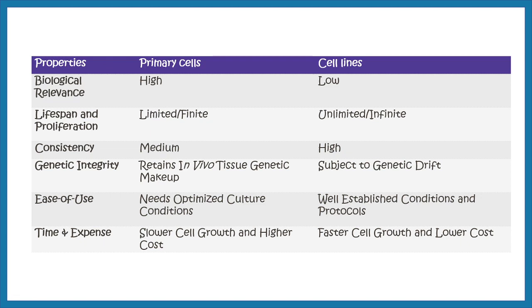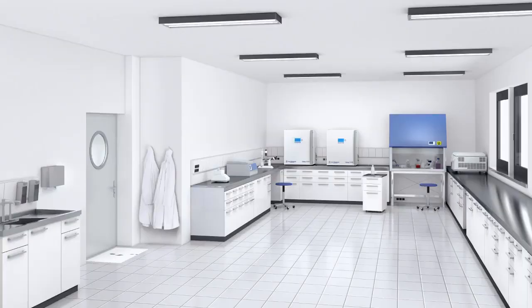Obviously, I would say the primary cell has a very high biological relevance compared to a cell line. I'll tell you why in a moment. But if you talk about the lifespan, the primary cell could have a limited or finite lifespan, whereas cell lines are generally infinite or unlimited. Now there are many other points where they differ, but primary cell culture recapitulates the tissue-like organization way more than the cell lines. I'll tell you why. But before that, let's try to understand this process in a lab setting.